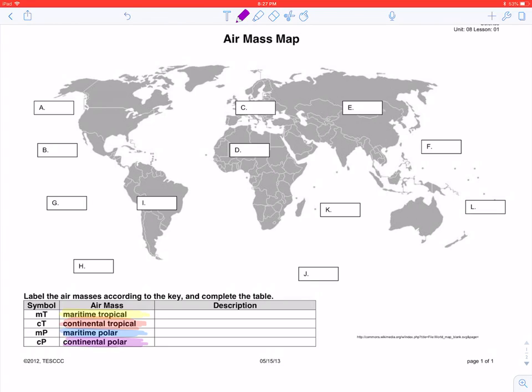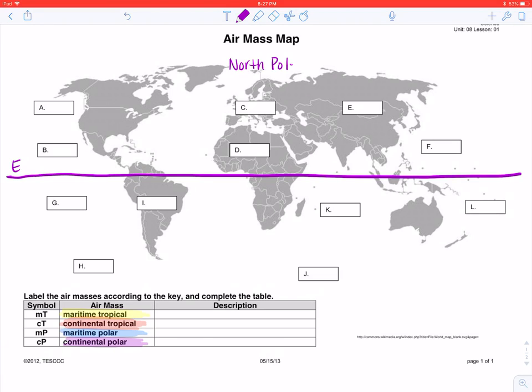First things first, let's look at this air mass map. The first thing I want you to look at and see is, where is the equator? Where would it be in this one? Good. It's going to be right along the center here. So I'm going to draw in my equator and write the letter E. At the top, I would have the North Pole. And at the bottom, I would have the South Pole.